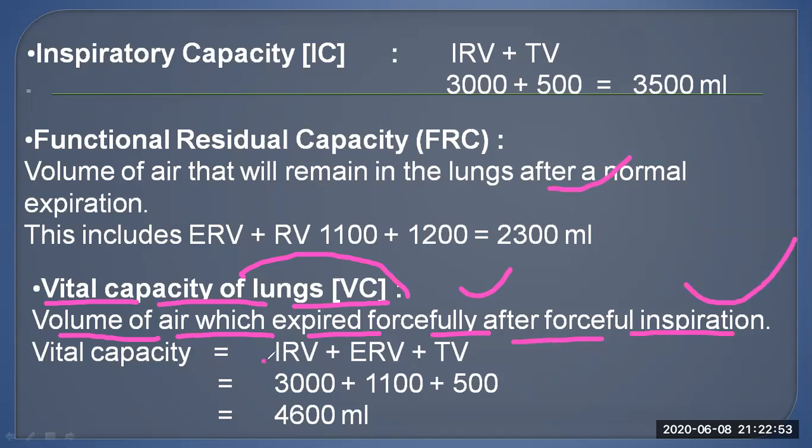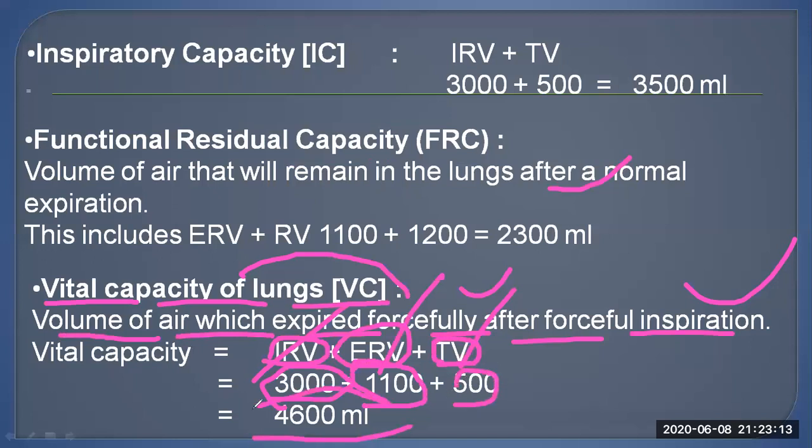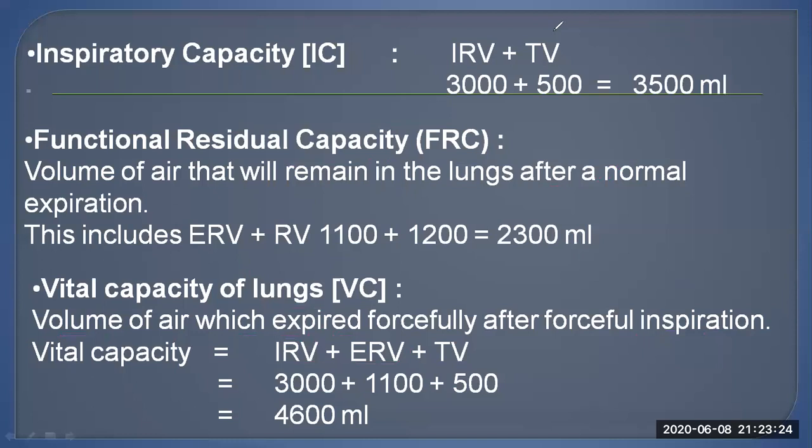And vital capacity means inspiratory reserve volume, expiratory reserve volume, and tidal volume, the summation of the three values, IRV, ERV, and tidal volume. So you will take 3000 inspiratory, 1100 expiratory reserve volume, and 500 tidal volume. Combine, and then you will get the 4600 ml vital capacity.